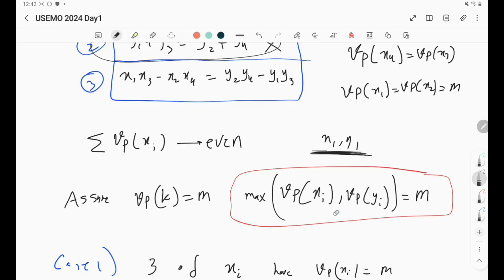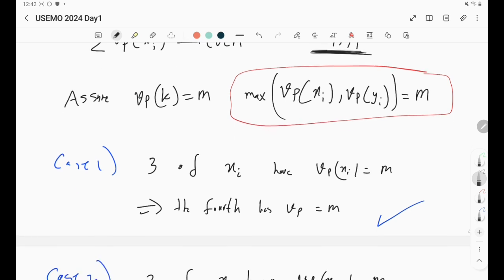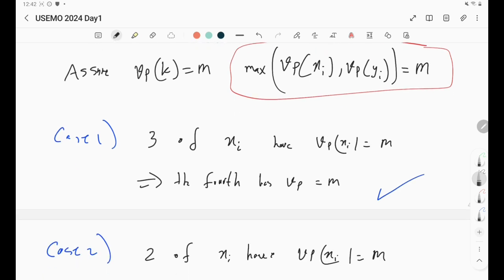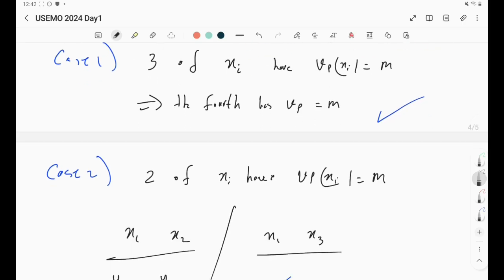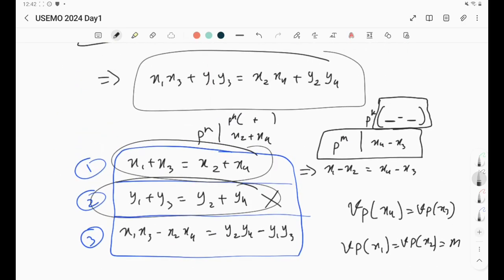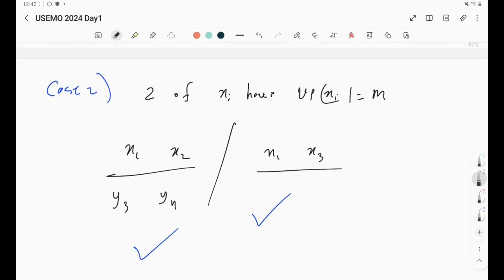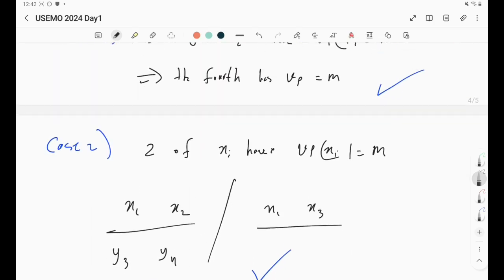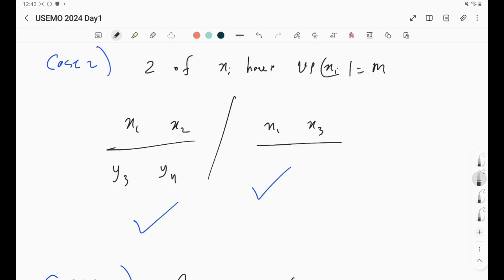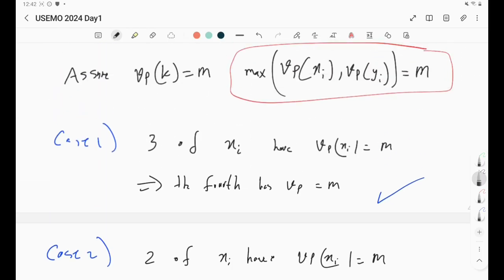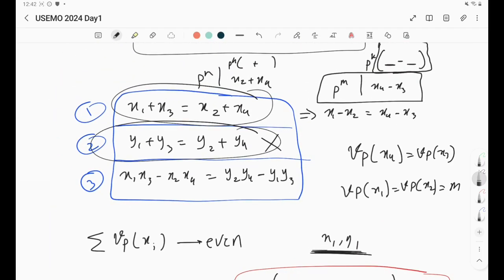So we just discussed some cases, right? Bash some cases. So case 1, only 3. Of course, if we know 4 of them, that was very easy. But in fact, if we have 3, then we already have the 4th. So that was very easy from equation number 1. The case 2, if exactly 2 of the xi have the VP as m, we had 2 cases to discuss, but also equation 1 killed them.